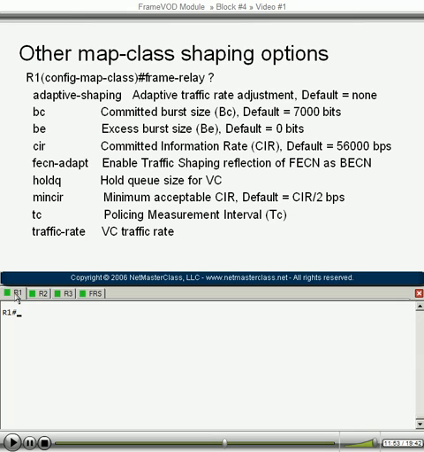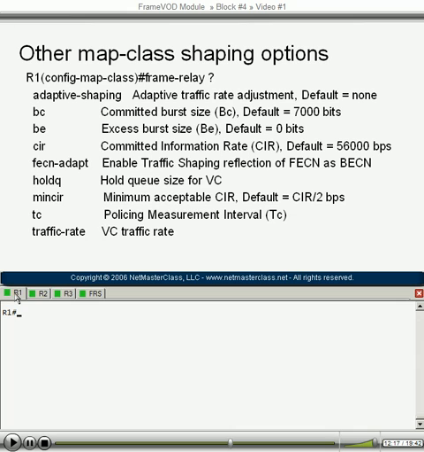The traffic rate command is an alternate syntax for setting the CIR and the excess burst. In our earlier example, we set CIR to 512K and the maximum rate to T1, or 1536K. There, we set the BE value to 1024K, the difference between 1536 and 512.